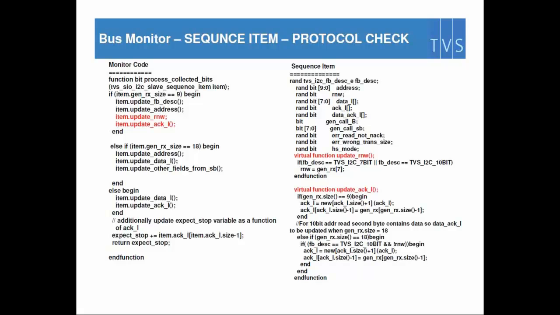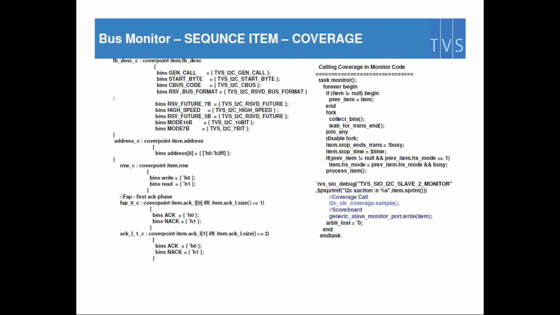These functions can be called directly as a sequence item dot update method, and then we can easily pass on that packet to the scoreboard or wherever it needs to be used. Similarly, let's say we define a coverage item, FB descriptor, or an address. We'll define all the coverage points, and then inside the monitor code we can just call them when we want to sample them. When we sample it, all those coverage items would be covered automatically.